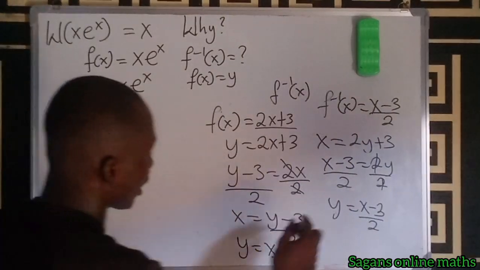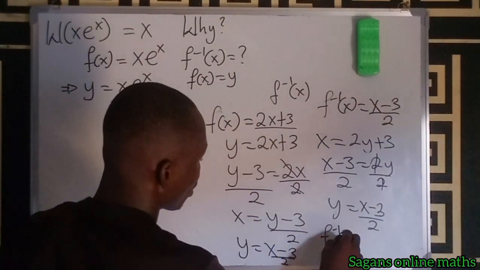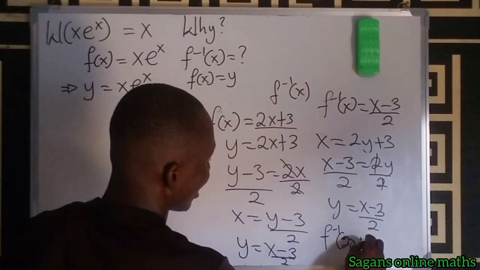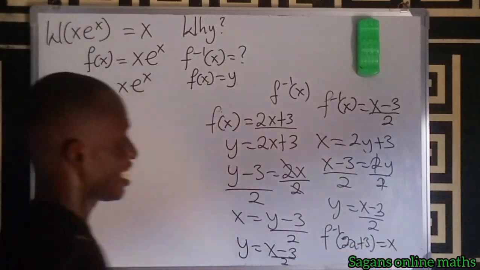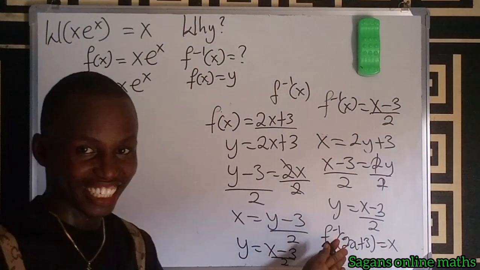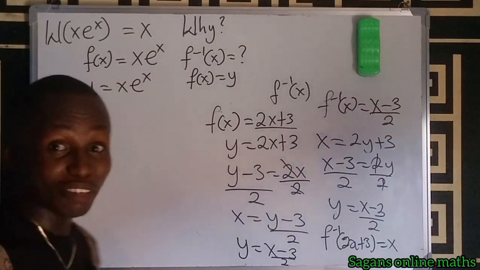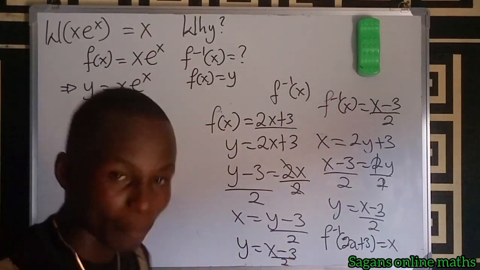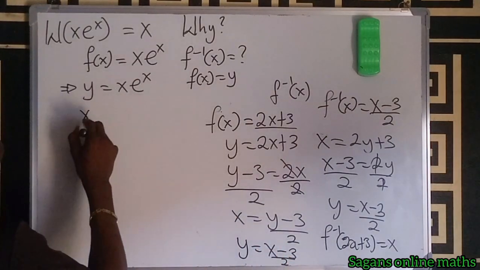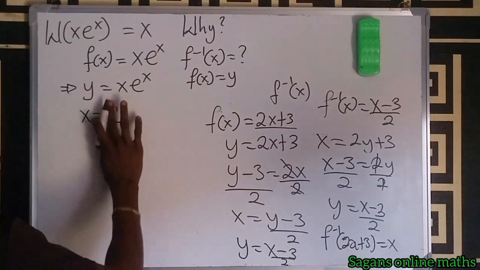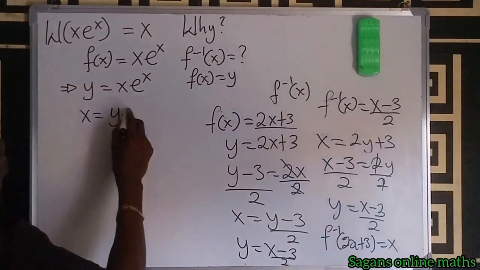Alright. So take note that the inverse function of the original function, which is 2x plus 3, is equal to what? x, right? I want you to understand something very interesting here. So from here, we can swap. Do you believe we can swap? So let's swap. It means that s is equal to y multiplied by e to y.